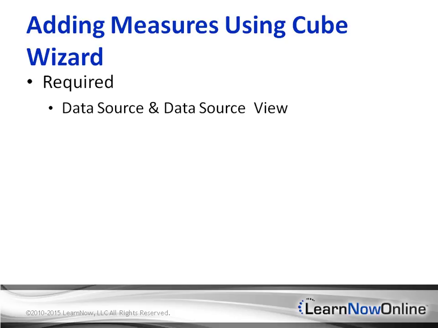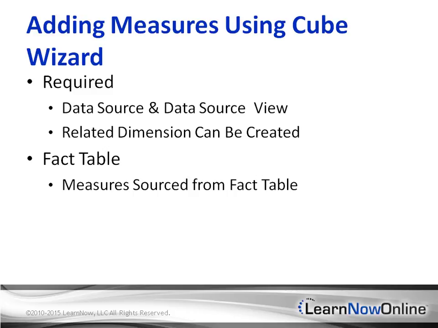You can have multiple fact tables in your data source view, but at least you should have one fact table. The Cube Wizard can be used to add dimensions related to the measures which have not been created yet. These related dimensions created with this wizard will only have the key column from that dimension table, plus any related key columns from related dimension tables that form a snowflake schema. Measures from the fact table are sourced as the aggregate values.